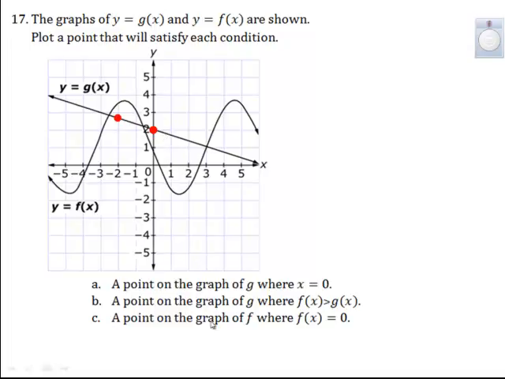Next, it says a point on the graph of f, and f is the squiggly guy, when the f of x is 0. Not when x is 0, but when the y value is 0. So y is 0 right here. So you could put a dot right here. You could put a dot right here. You could put a dot right here. Anywhere that it touches the x-axis.